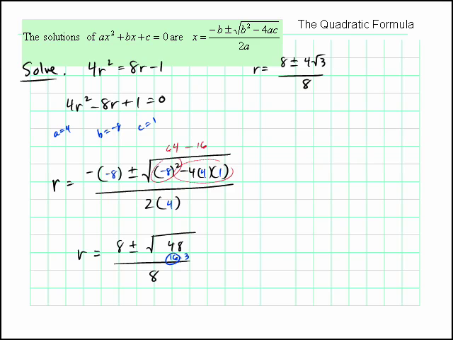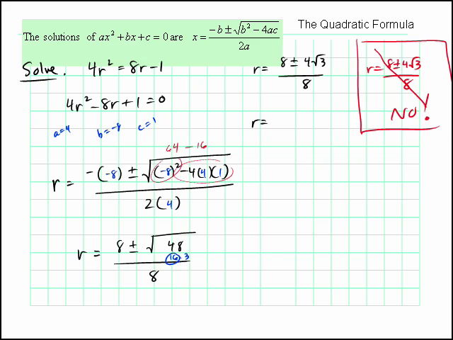Now, some students make this mistake. Let me write it on the side here. Some students will take something like this and think that they can cross the 8s out to simplify that, and no, we can't do that. Here's how we simplify this a bit further. I factor out 4 out of the numerator. I can factor a 4 out of the numerator. And if I do that, I end up with 2 plus or minus square root 3 over 8.